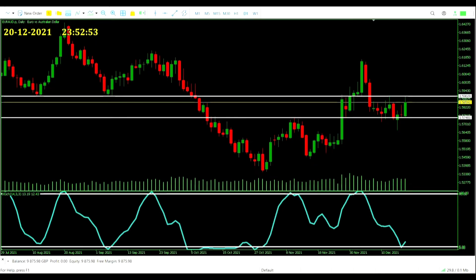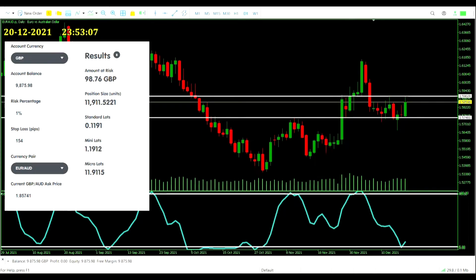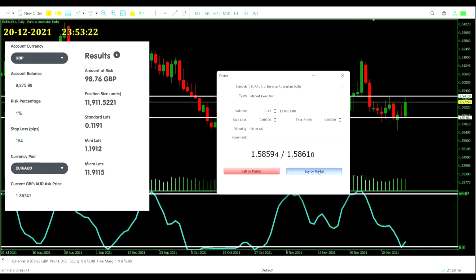And it's 1% capital risk to the stop loss. We are starting on 9,875 Great British pounds and 98 pennies. So it's about 98.76 that we're risking. That gets us to a 0.12 standard loss. You can see how that risk is calculated on the screen as we enter a single buy trade right at the end of the day.